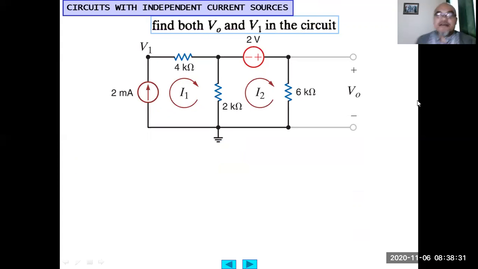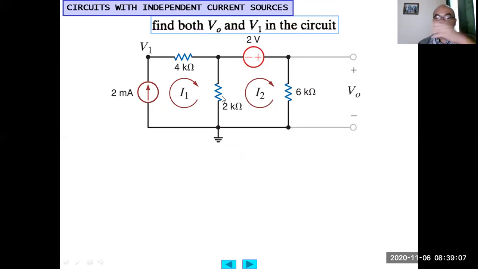Okay, let's now investigate special cases. For example, this one, the first case is where the circuit only contains independent sources. So for example, here, the question is, we are asked to find both the V output across the 6 kilo ohm resistor and V1. V1 is the node voltage just after the 2 milliampere current source.